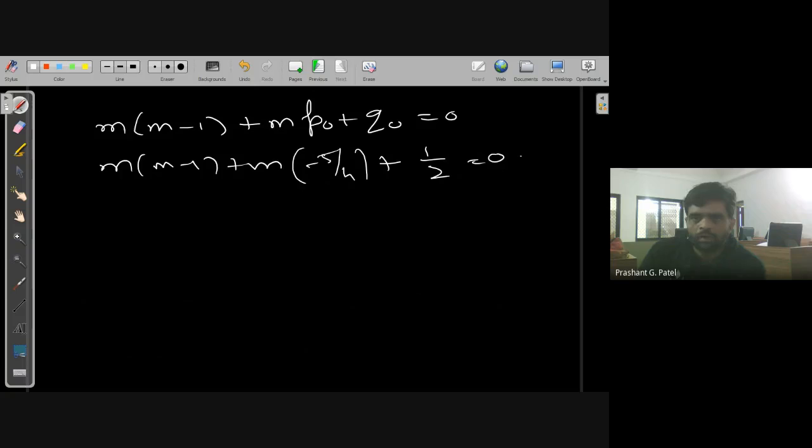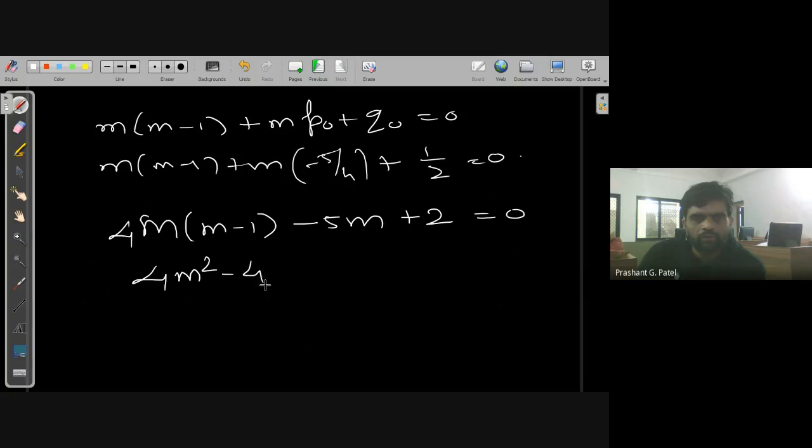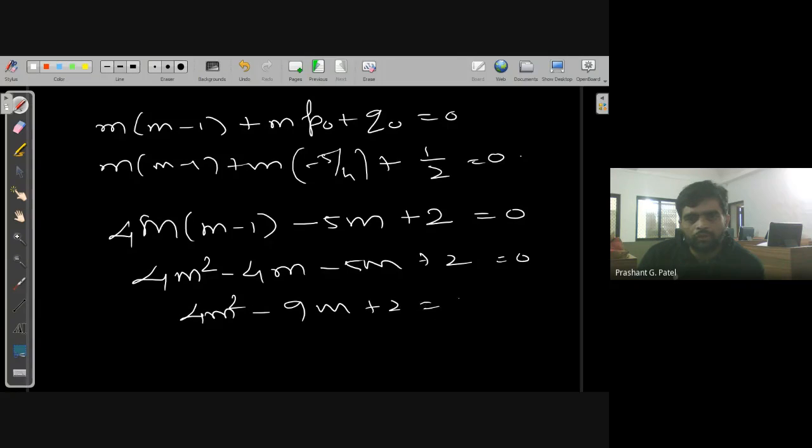If you simplify this, then what we will get is 4 into m into m minus 1 minus 5m plus 2 equal to 0. So that is 4m square minus 4m minus 5m plus 2 equal to 0. So it will be 4m square minus 9m plus 2 equal to 0.